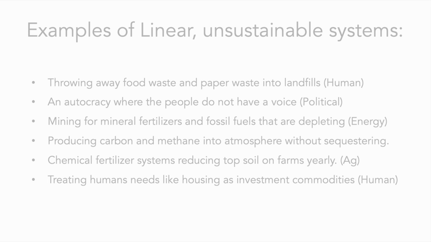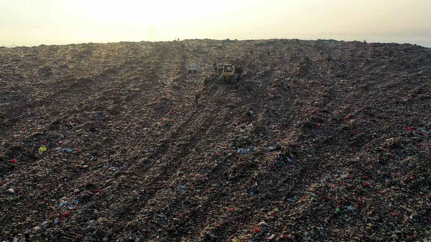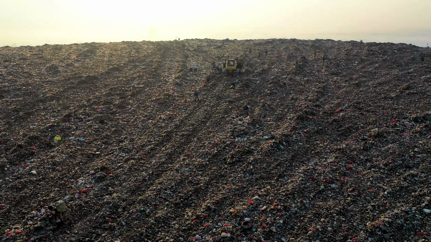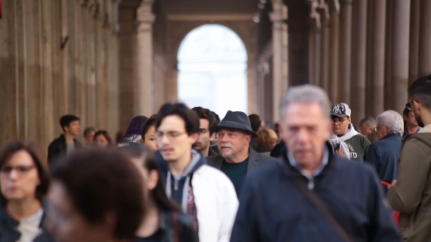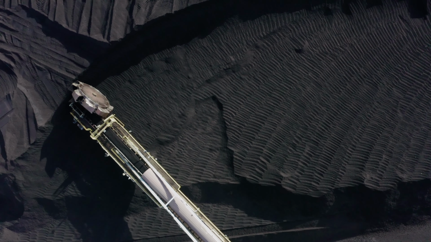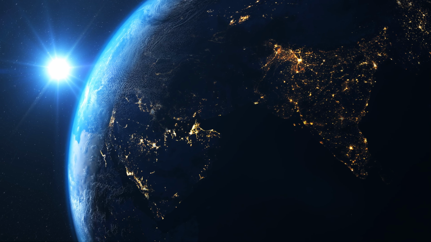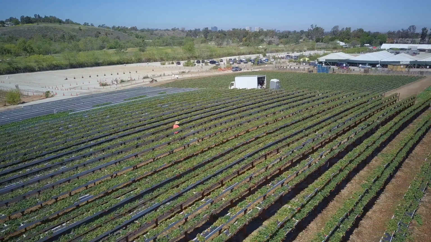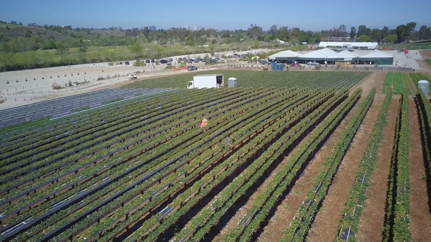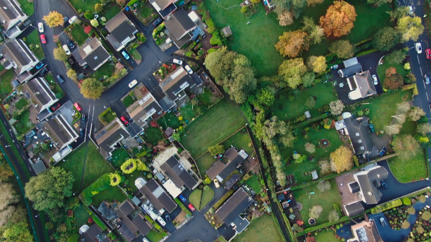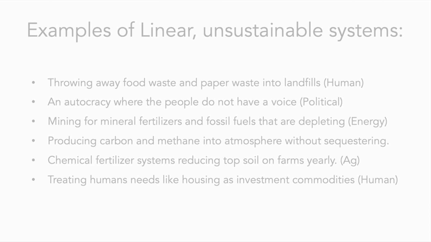Examples of linear unsustainable systems are throwing away food waste and paper waste into landfills, an autocracy where the people do not have a voice, mining for mineral fertilizers and fossil fuels that are depleting, producing carbon and methane into the atmosphere without sequestering carbon, chemical fertilizer systems that reduce topsoil year after year on big ag farms, treating human needs like housing as investment commodities. These are all examples of linear systems that will ultimately crash because they are not being renewed, they're not being restored. There's a finite stock that is being pulled from continuously until a crash will inevitably occur.